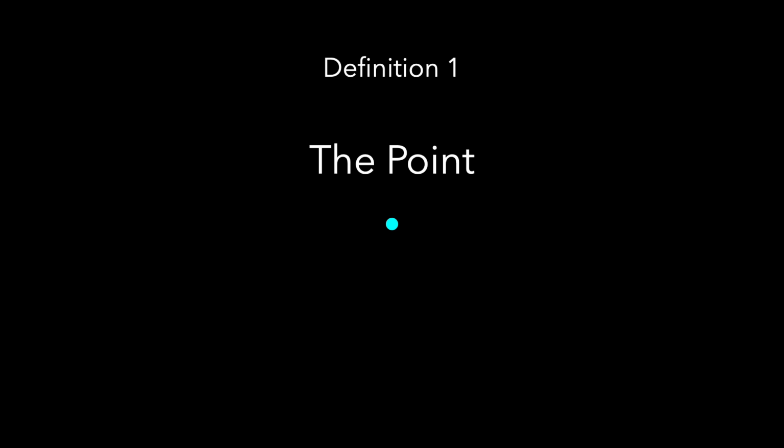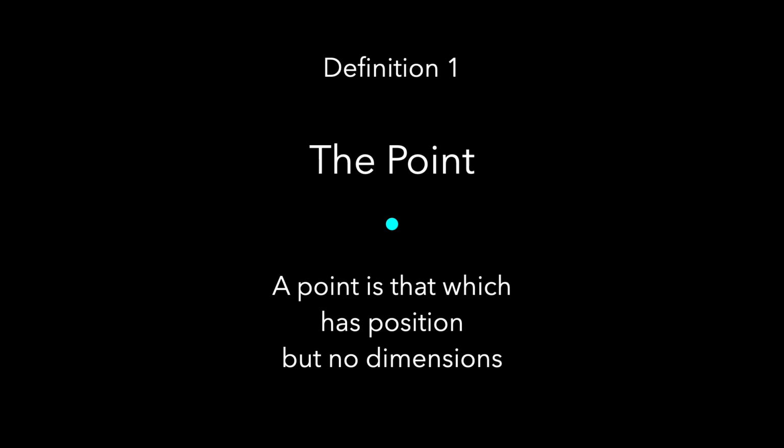Geometry begins with the point. In fact, it's definition 1. The point is defined to be something which has position, but no dimensions. In other words, this isn't a point, because a point has no dimensions. But we usually use a dot to represent a point, otherwise we couldn't see it.